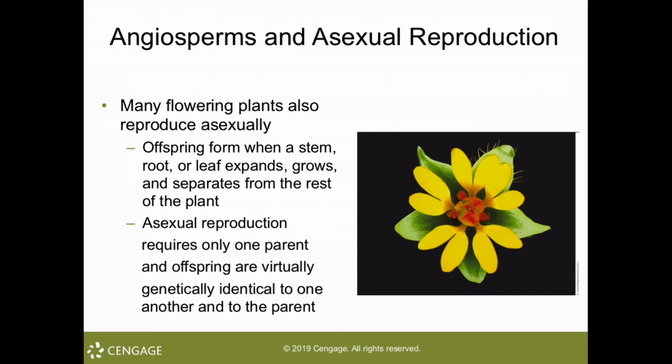Many flowering plants also reproduce asexually. Asexual reproduction often does not involve the formation of flowers, seeds, and roots. Instead, offspring generally form when a vegetative organ, such as a stem, root, or leaf, expands, grows, and then becomes separated from the rest of the plant, often by the death of tissues. Because asexual reproduction requires only one parent and no meiosis or fusion of gametes occurs, the offspring are virtually genetically identical to one another and to the parent plant.